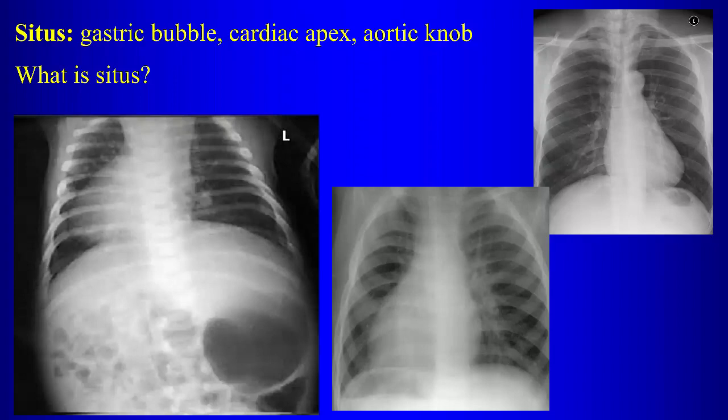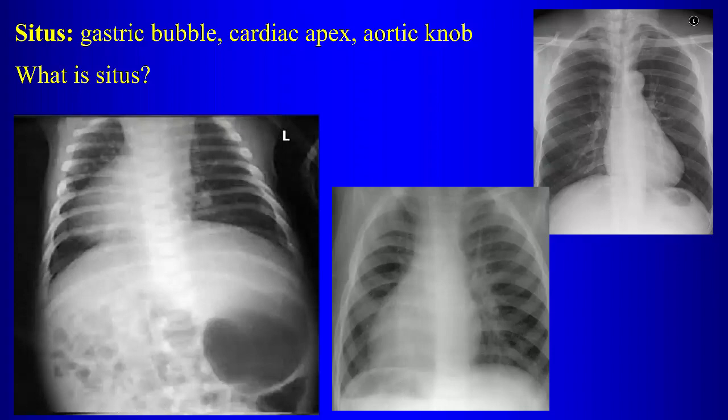So that's situs solitus. Now the mirror image of that is called situs inversus, right? There are some patients who can be the mirror image, and that's usually easy to spot because you notice the cardiac apex is on the right side, the stomach bubble is on the right, and the liver is on the left. So the organs are the mirror image of normal.